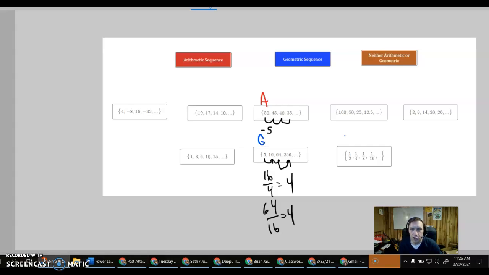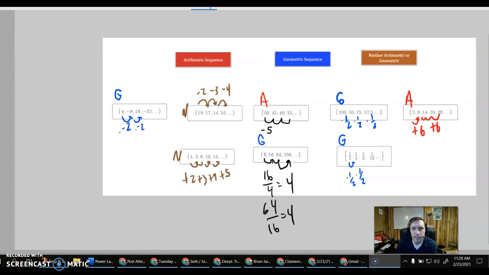Right here we have another geometric sequence, 1/2 to 1/4. What we're doing is we're multiplying by 1/2 each time to get from 1/2 to 1/4 to 1/8 to 1/16. All right, see if you can find one or two more that match either geometric or arithmetic. All right, go ahead and pause. So as you look through these, you should see there's 2 arithmetic sequences, 3 geometric, and 2 neither.